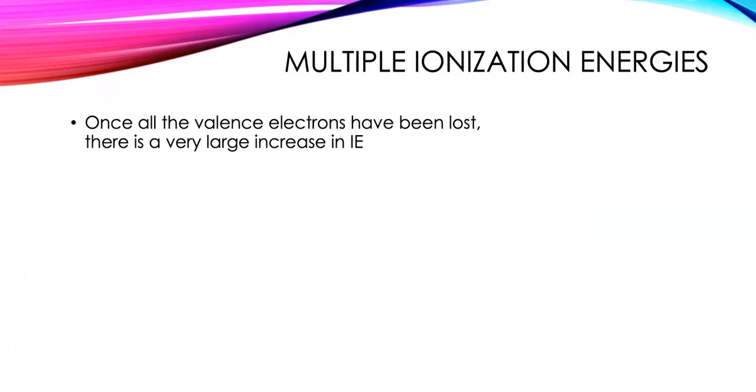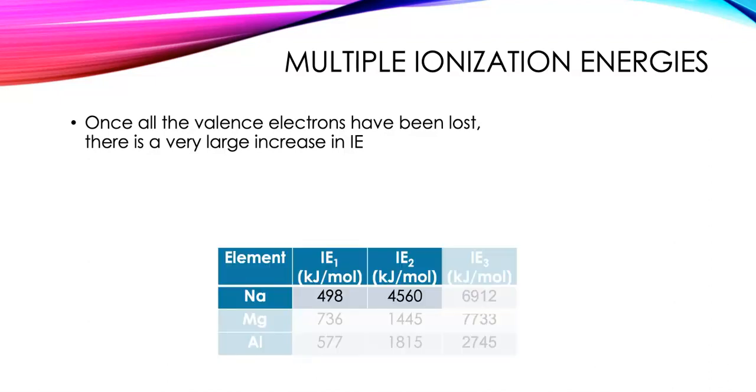Now, if we continue looking at the multiple ionization energies, it becomes apparent that once you've removed all of the valence electrons from an atom, there's a very large increase in the ionization energy. We're going to look at some examples of this. Let's start by looking at the multiple ionization energies of sodium, which I've got highlighted here in this table. We know that sodium has one valence electron, and that valence electron is located in the 3s sublevel. And so it takes a certain amount of ionization energy to remove that 3s electron, 498 kilojoules per mole.